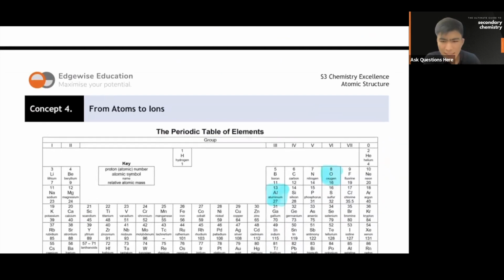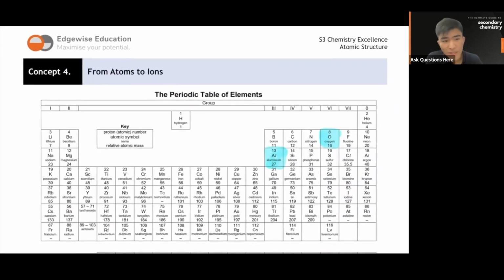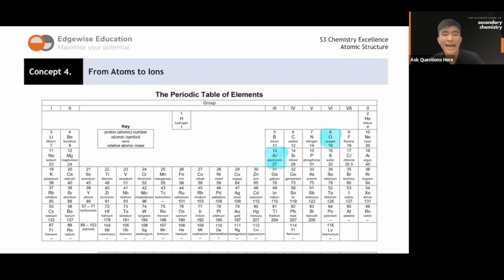Now let's look at the next concept, number 4, which is talking about atoms and ions. Ions are a little bit less familiar to you maybe, because some of you haven't really been exposed to this particular idea yet. So what I want to do is for you to understand with me how atoms actually transform themselves to form ions.